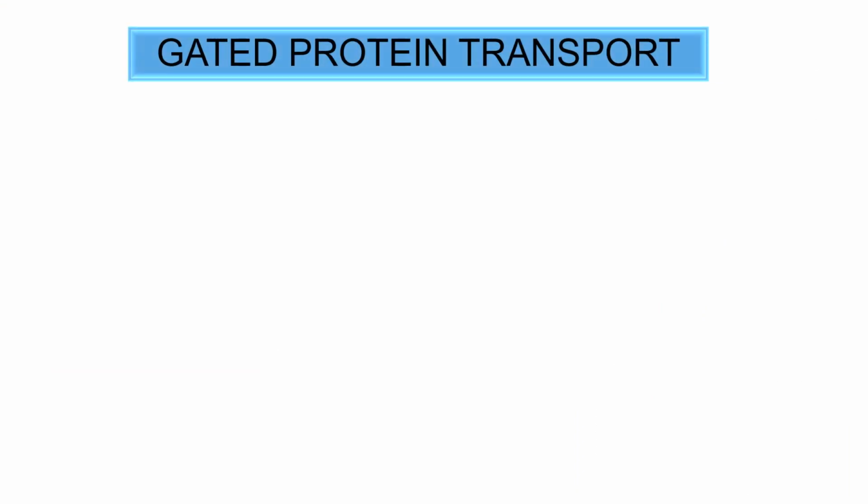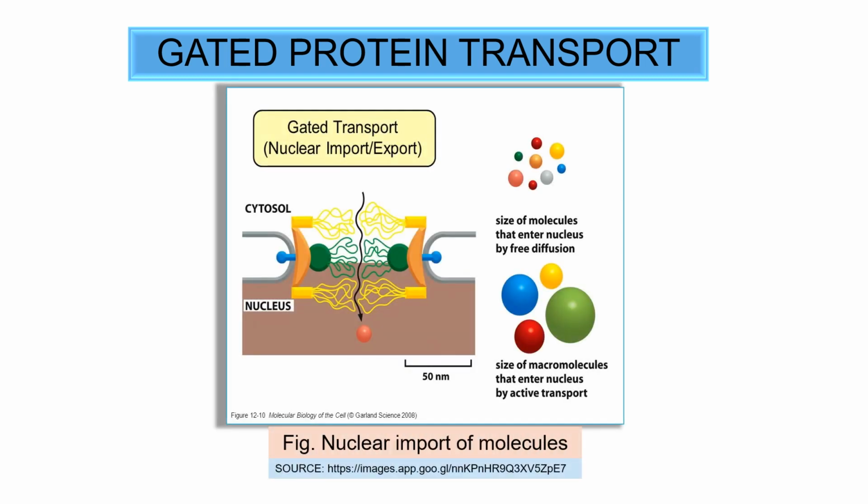Let us start with the first process of protein movement, gated protein transport. This type of protein transport occurs between the cytosol and the nucleus, as we have already learned. Molecules which are smaller in size, that is up to 50 kilodalton, enter the nucleus by passive diffusion normally. However, molecules which are greater than 50 kilodalton, as in the case of proteins, cannot enter the nucleus passively. So such molecules need to be actively transported into and out of the cell.